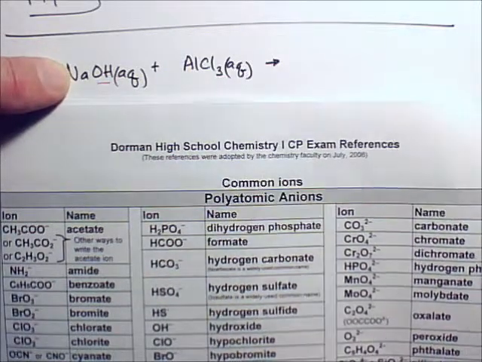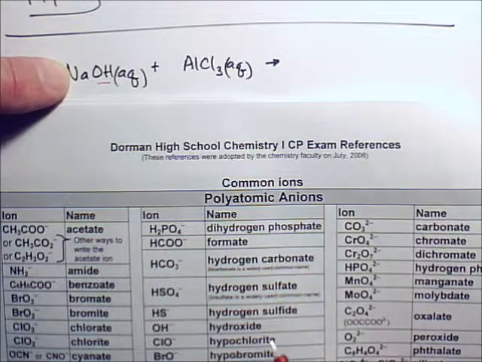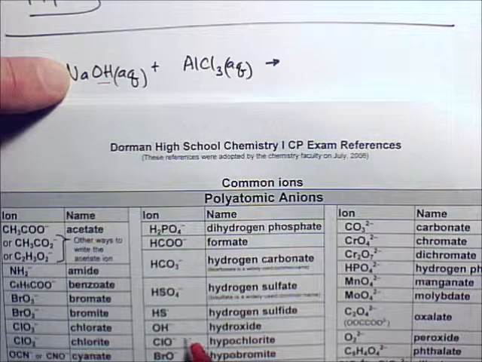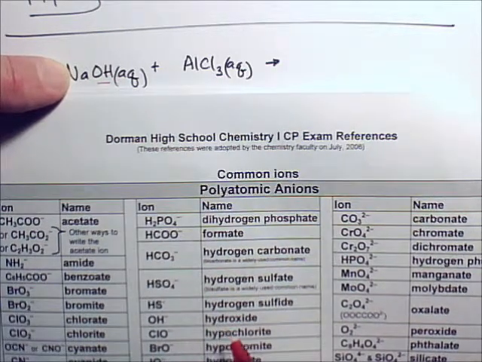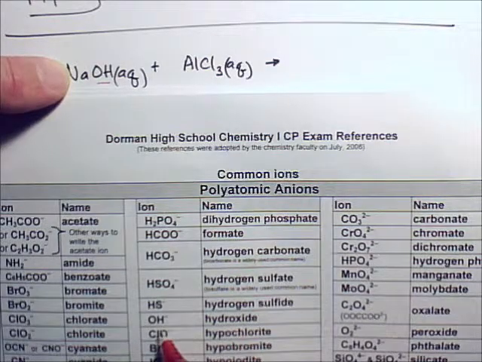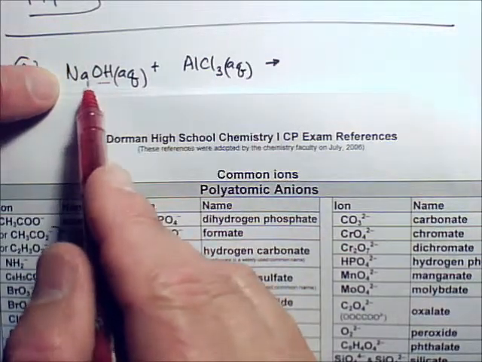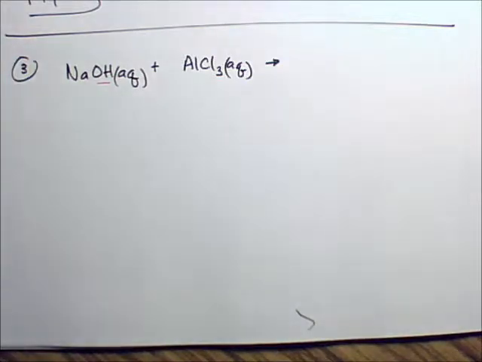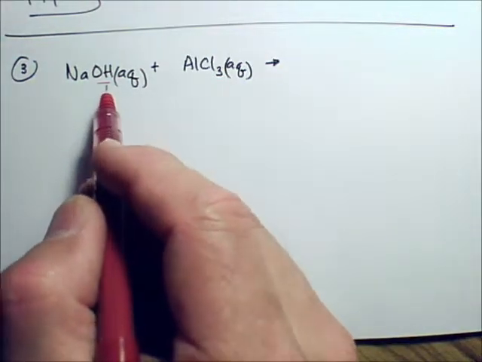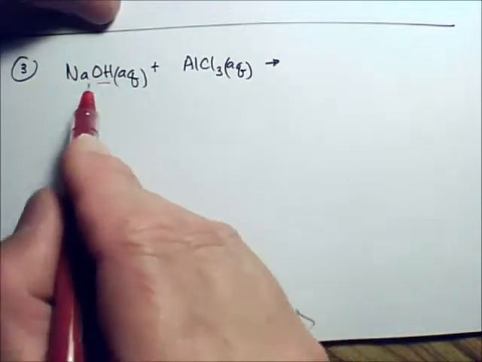And trying to find, there's hydroxide right there. Okay, so sure enough, there's a polyatomic ion just like what's in there. All right, and so that's one way to tell when you have an ionic compound. We know it's ionic because of that.